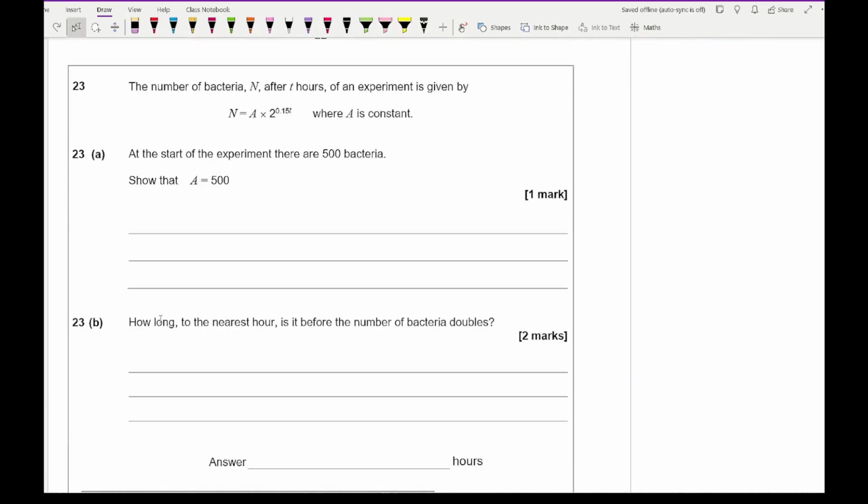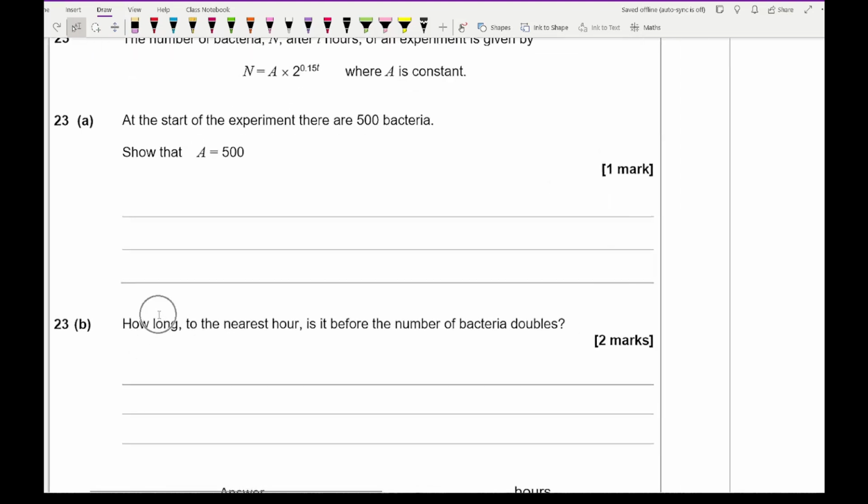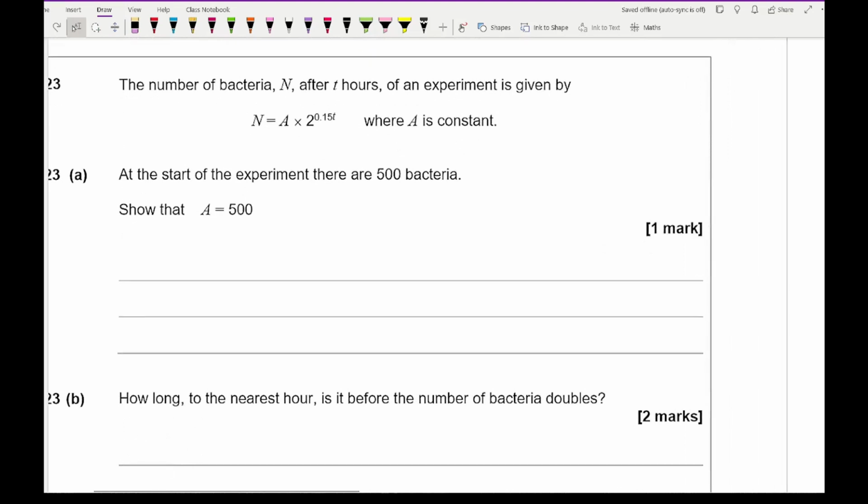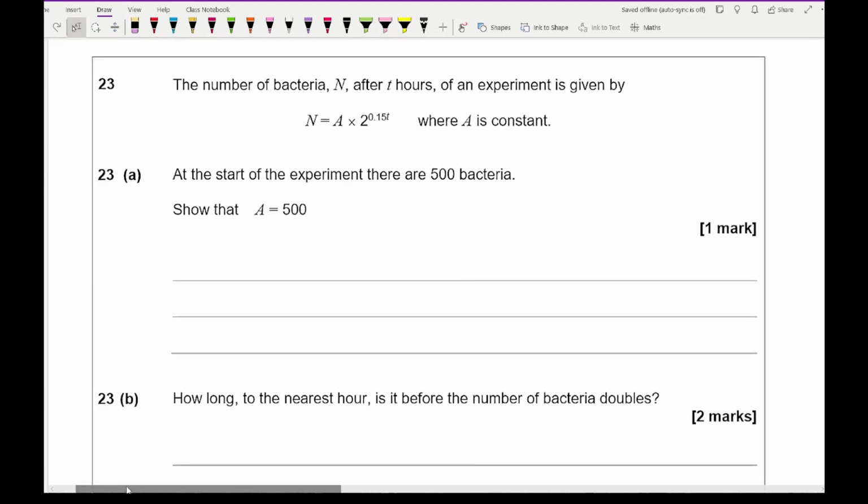Then moving on to our last question, it says the number of bacteria after t hours is given by the formula of n equals a times 2 to the power of 0.15t. And let me just zoom in so we can see that a little bit clearer on screen. And it says where a is a constant. It says at the start of the experiment there are 500 pieces of bacteria, show that a equals 500.